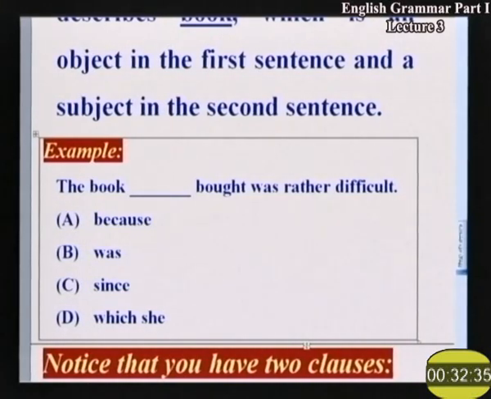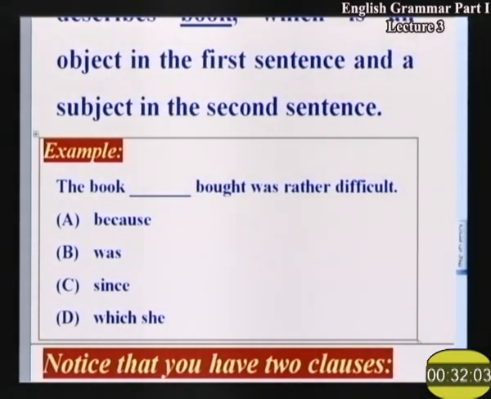طيب the book bought was rather difficult. طيب دايما زي ما اتعلمنا ادور الجمله دي فيها ايه وناقصه ايه. طيب the book طبعا ده subject، بعد كده عندي blank، وبعدين عندي bought which is a verb and was which is another verb. طيب ما دام عندي two verbs يبقى انا I need two subjects. انا عندي هنا just one subject.